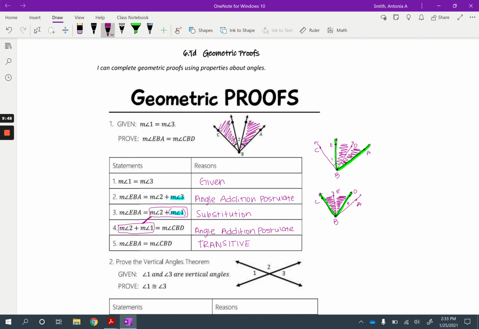So the transitive property says, I'll break it down right here, okay, that if A equals B and B equals C, then A also equals C. A and C are both equal to B, so they must be equal to each other. Okay, so that's pretty much what the transitive property states. And that's our final reason. We finished the proof for this. We started with the measure of angle 1 equals the measure of angle 3, and we ended with the measure of angle EBA equals the measure of angle CBD.